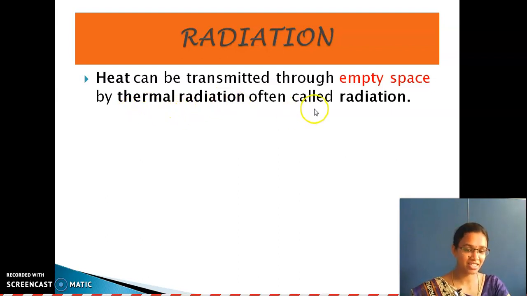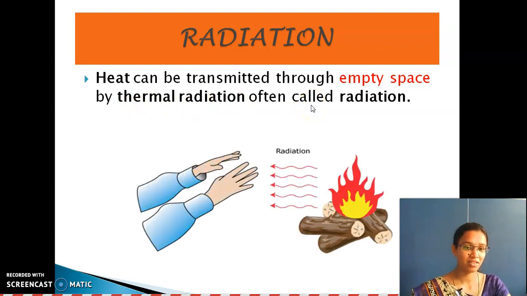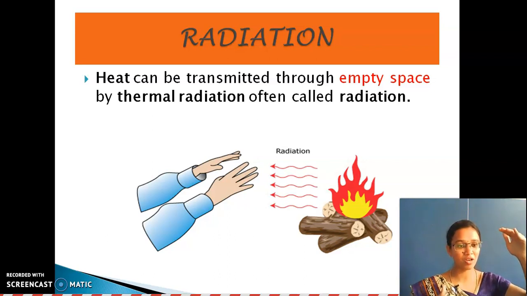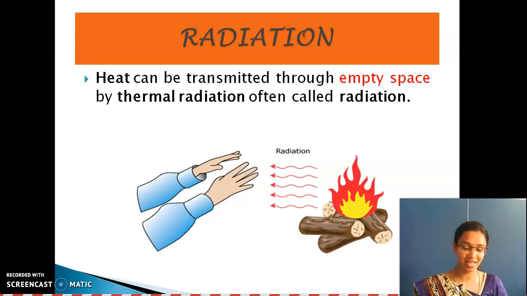The best example: see here, sun rays are reaching the earth. We have atmosphere up to a certain limit, that is air molecules. But in space, are there any air molecules? No. In space there are no air molecules. But what happened? The sunlight travels through the empty space and then reaches the earth. Yes or no? So what is this type called? Radiation. So the heat transmitted in empty space is called radiation.